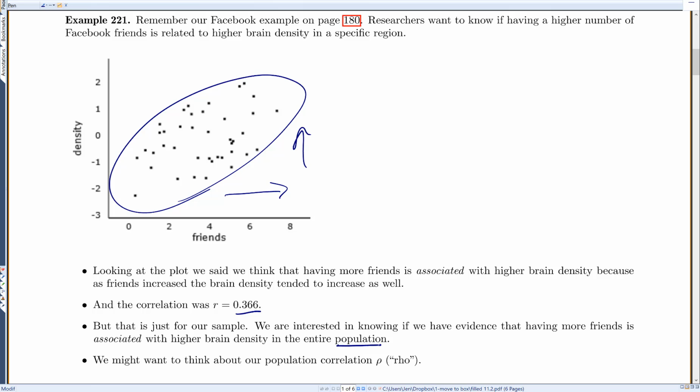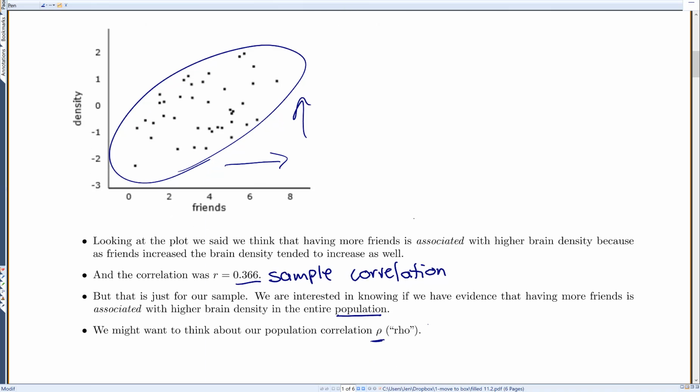So we might want to think about what we call our population correlation, rho. This is the Greek letter rho. We use that for population correlation. So the 0.366 is the correlation for our sample. We're interested in trying to estimate or make inferences about our population correlation, rho.